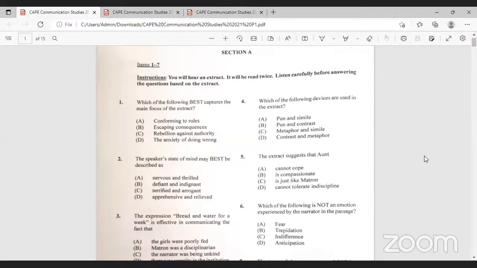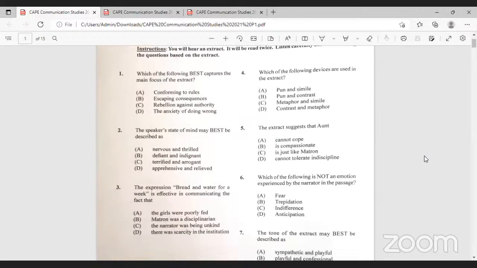Almost nervous and relieved. So 3, the expression bread and water for a week is effective in communicating the fact that what? The girls were poorly fed, matron was a disciplinarian, the narrator was being unkind, or there was scarcity in the institution. I think that one is a bit straightforward. B, yeah, she was a disciplinarian. So that's the punishment for whatever it is.